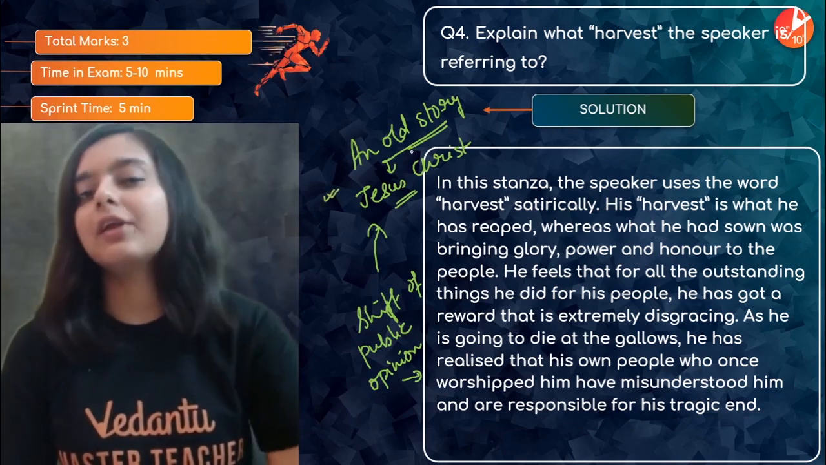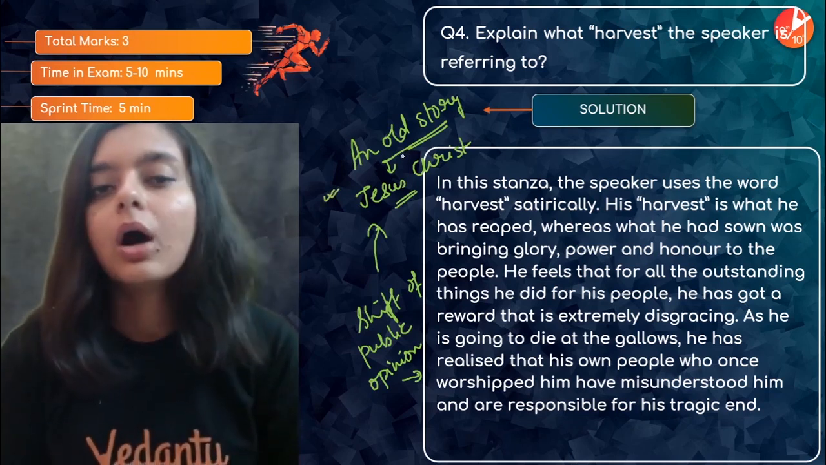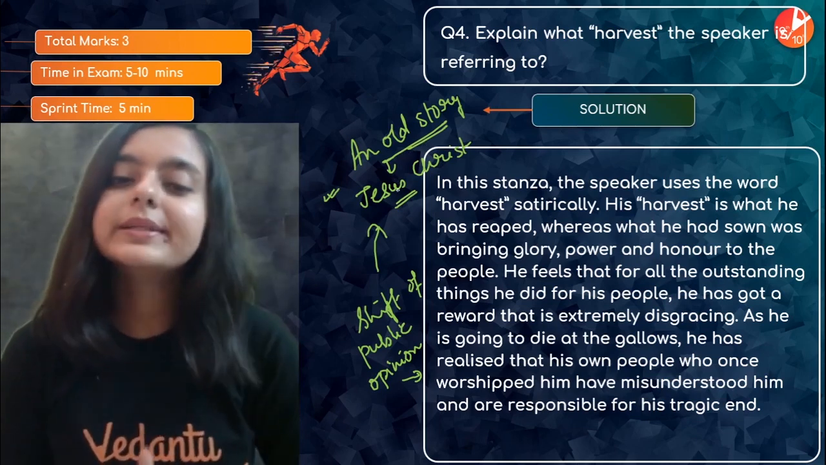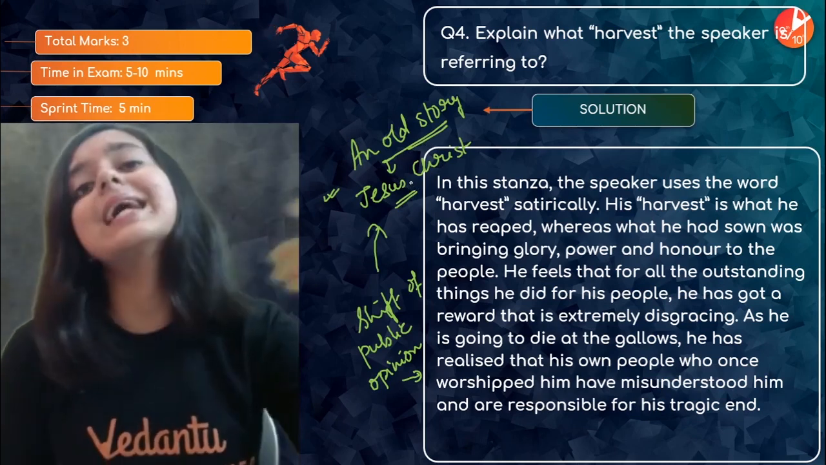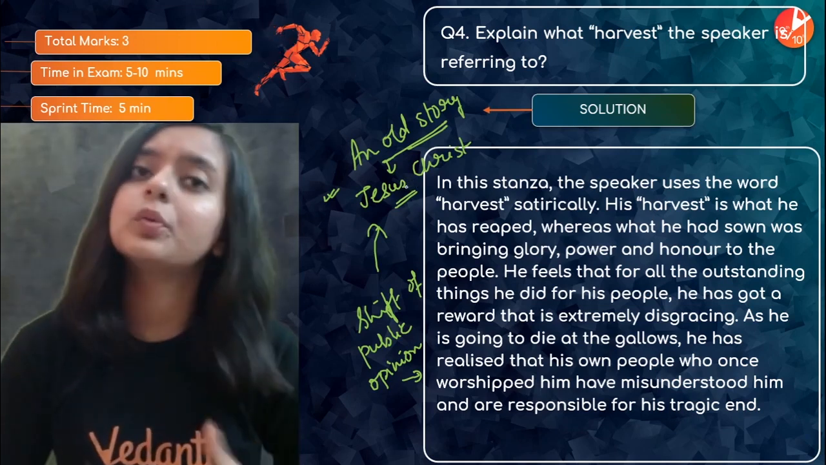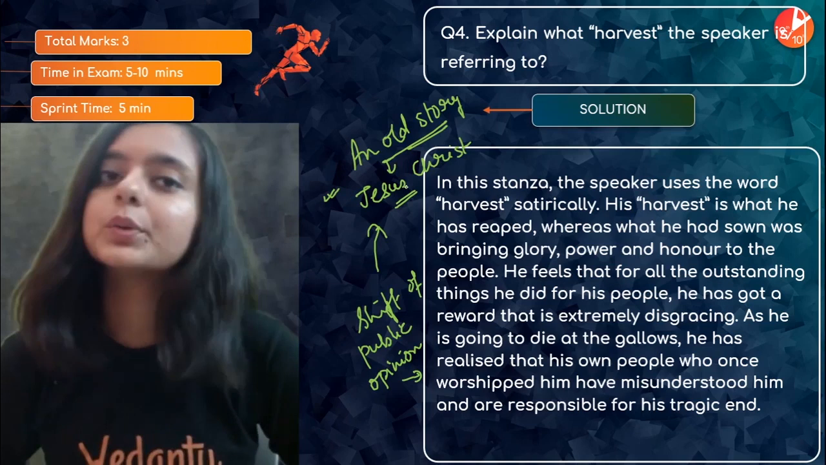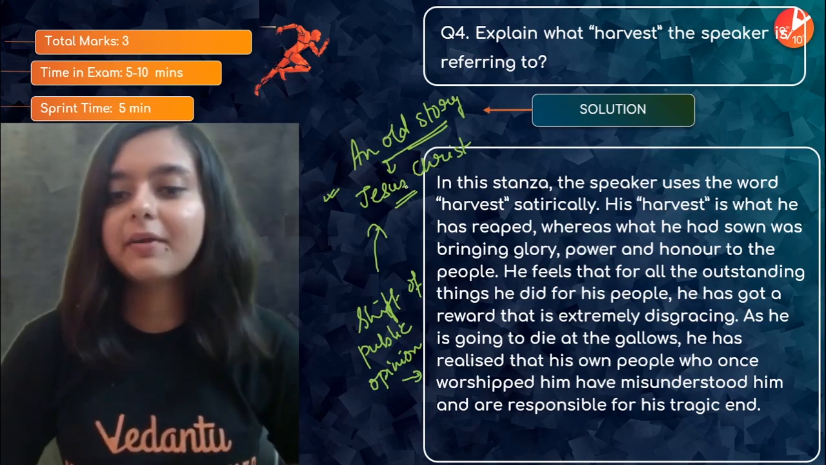This brings us to the title of the poem, which is also called an old story. Subtitled as an old story, it takes us back to the story of Jesus Christ, who was also hailed as a hero initially, but later on he was executed, he was crucified, right?